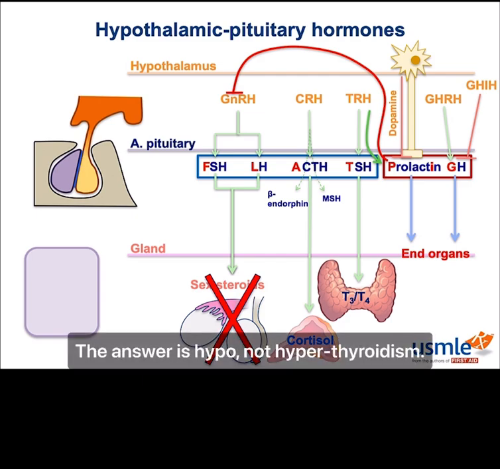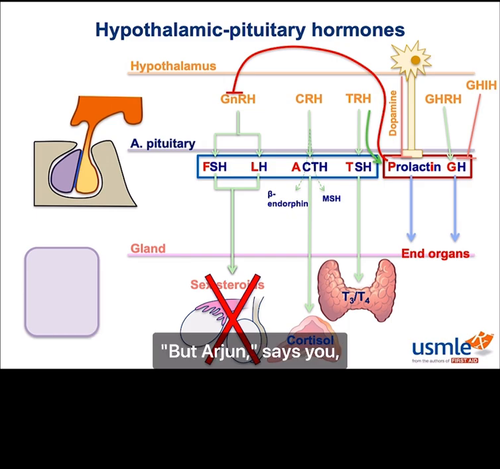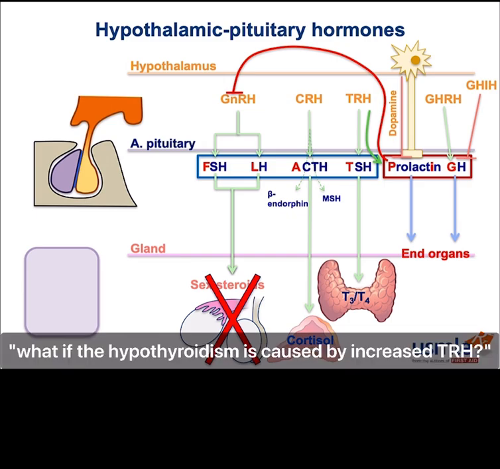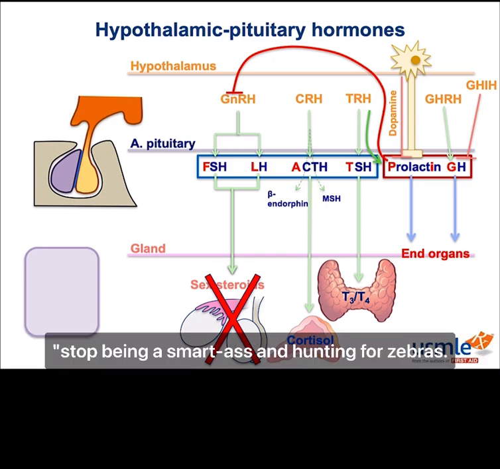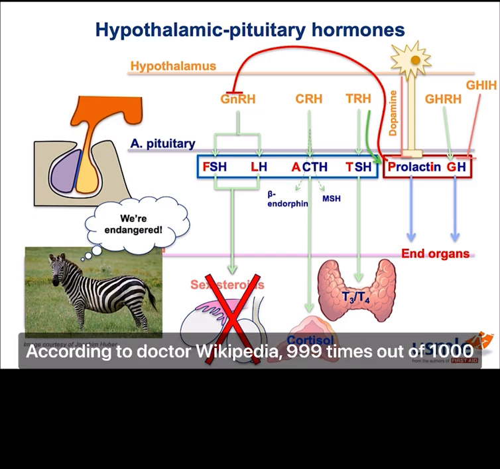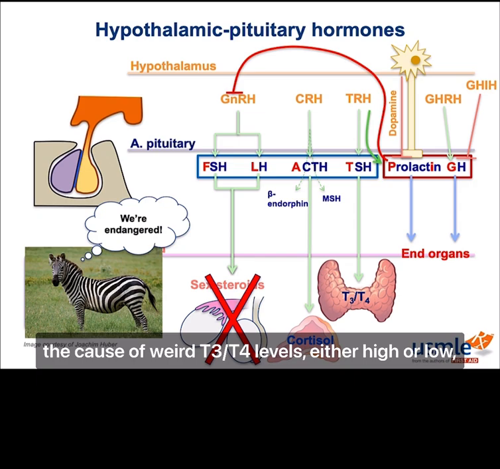The answer is hypo, not hyperthyroidism, which makes sense, because if the thyroid hormones normally feedback suppress TRH, then decreased T3 and T4 will disinhibit TRH. But Arjun, says you, what if the hypothyroidism is caused by increased TRH? To which I say, stop being a smartass and hunting for zebras. According to Dr. Wikipedia, 999 times out of 1,000, the cause of weird T3, T4 levels, either high or low, is going to be at the level of the thyroid gland itself.